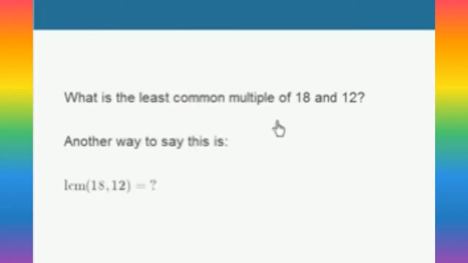What is the least common multiple of 18 and 12? And they just state this with a different notation. What's the least common multiple? Or the least common multiple of 18 and 12 is equal to question mark. So let's think about this a little bit. There's a couple of ways you can think about it.